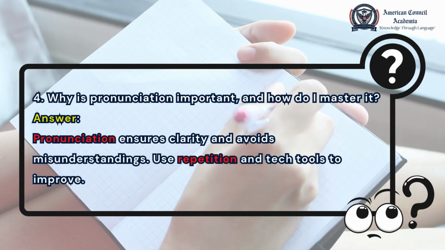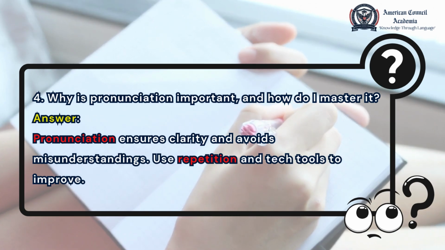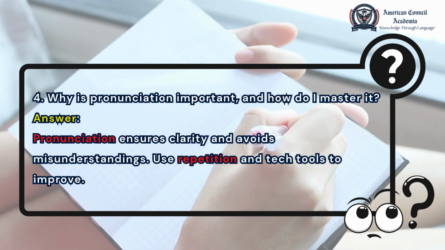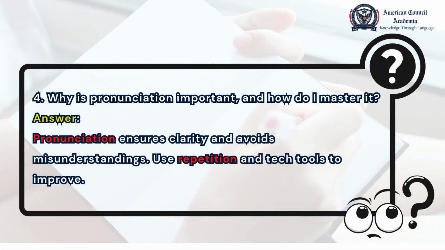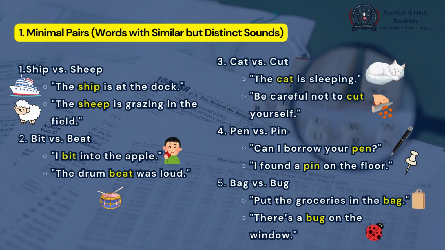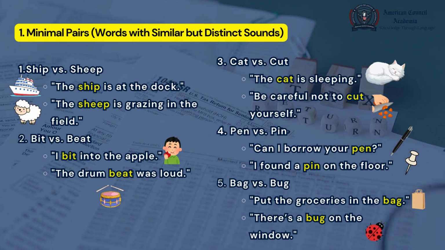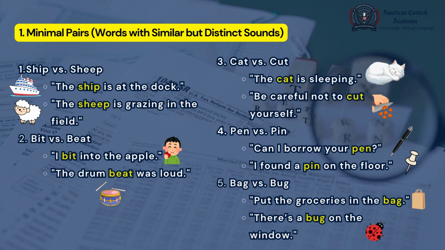Why is pronunciation important, and how do I master it? Answer: pronunciation ensures clarity and avoids misunderstandings. Use repetition and tech tools to improve. Minimal pairs, words with similar but distinct sounds. Ship versus sheep. The ship is at the dock. The sheep is grazing in the field.